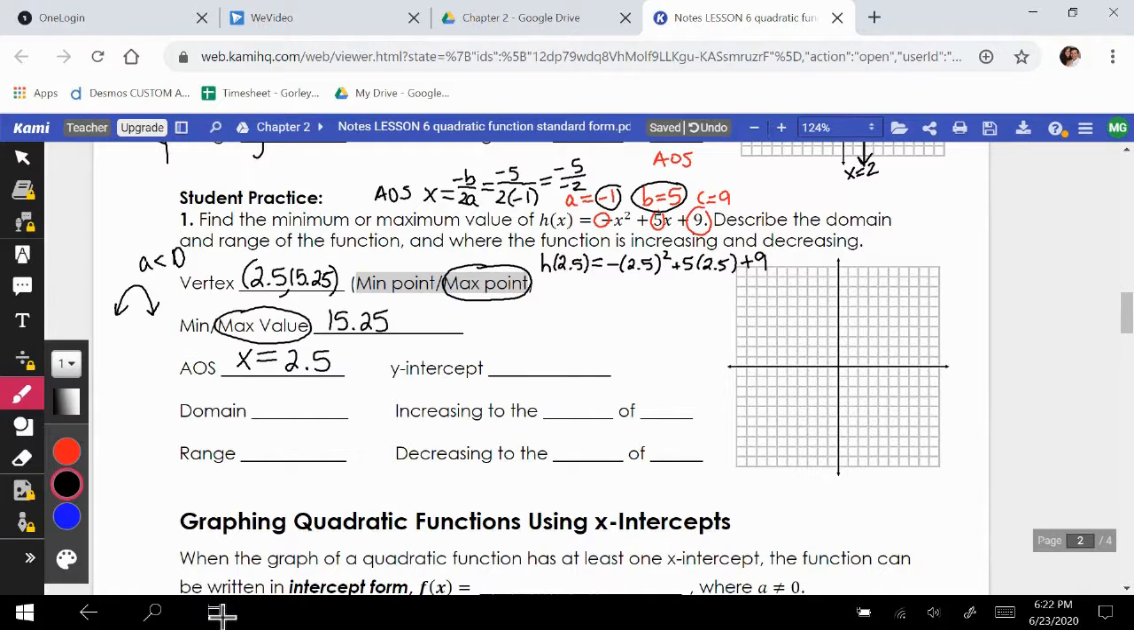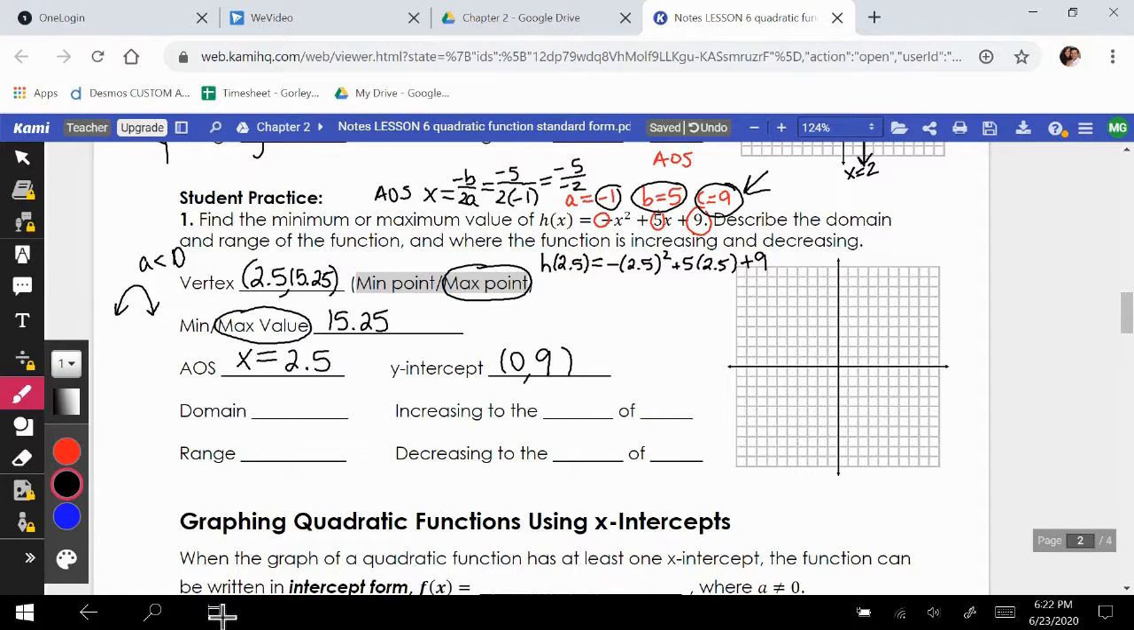If I want to find my y-intercept, I know it's going to be 0, comma, some number. In this case, my c value is 9, so it's going to be 0, 9. Okay, so let's graph that. My vertex is 2.5, 15.25.